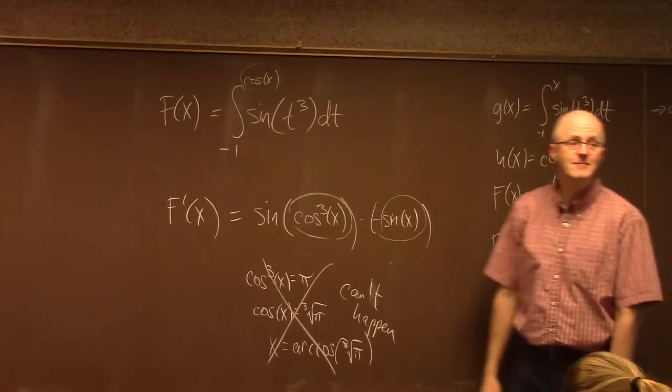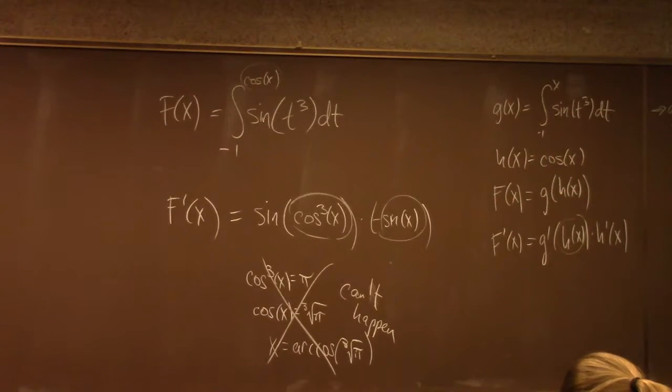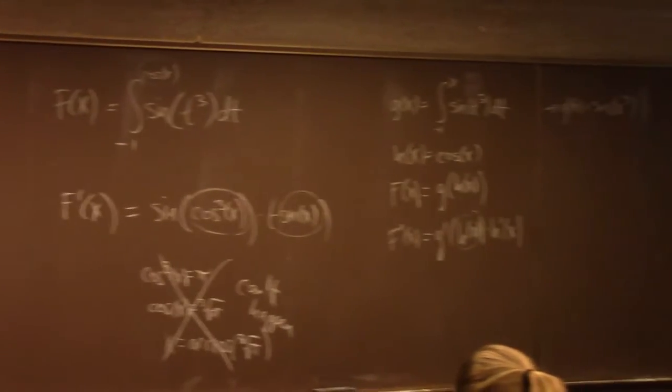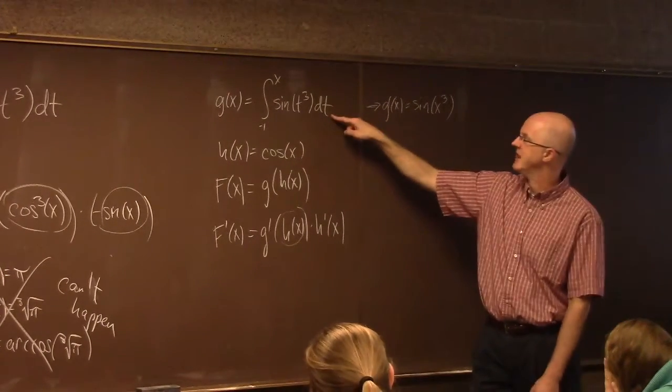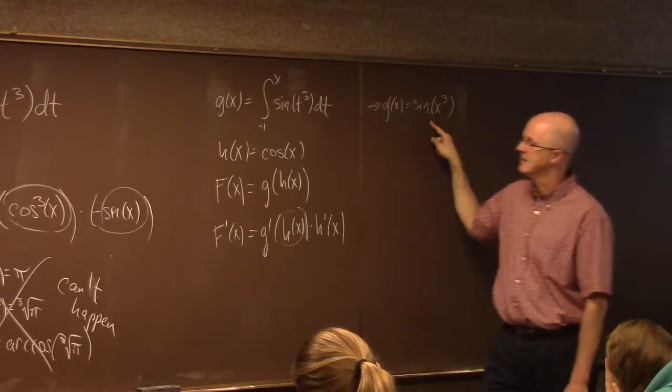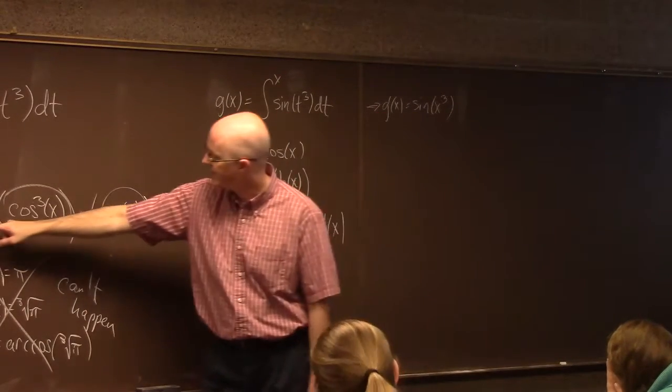So at the very beginning, you mentioned that we would need the FTC for this to solve it. Yep. Where is that coming in? Right there. Differentiate that function to get this. So it was part of what we did right here, sine of this.